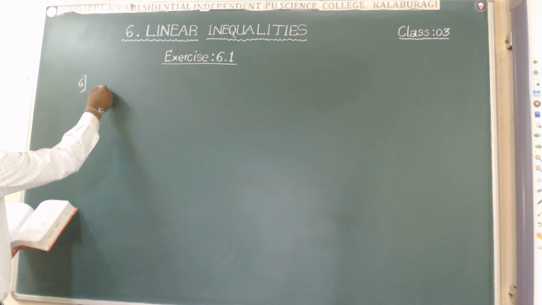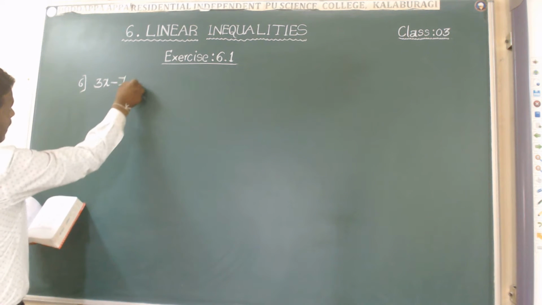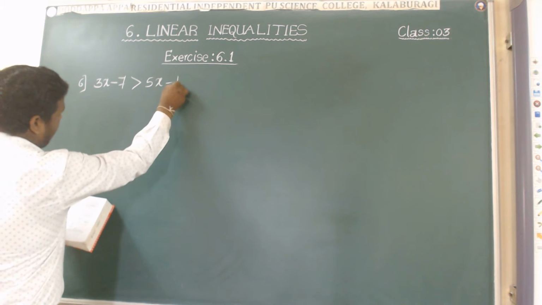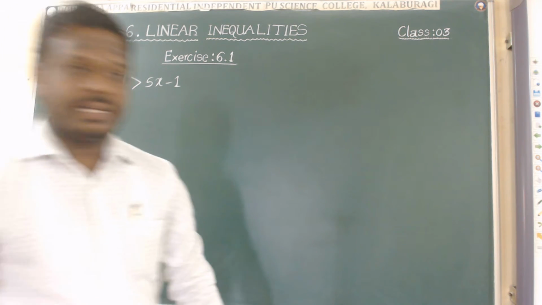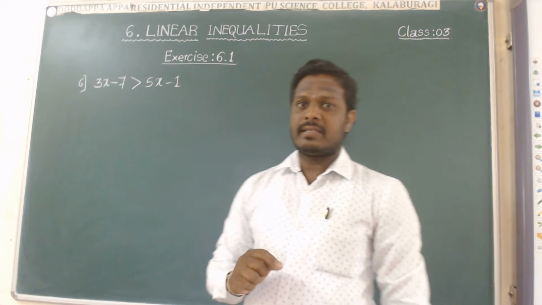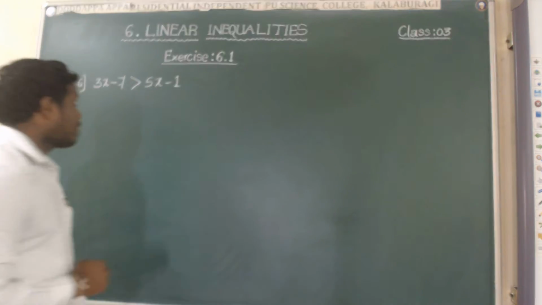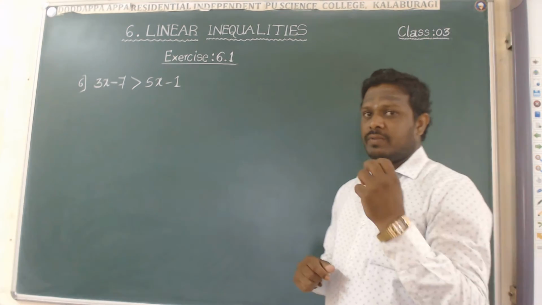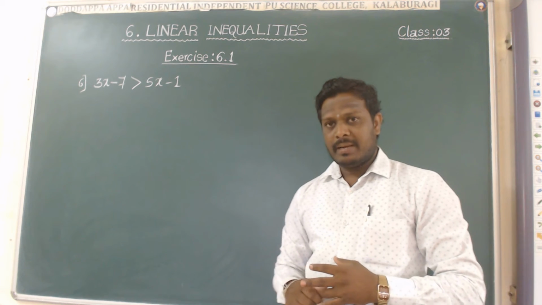The given statement is in this form: 3x minus 7 is greater than 5x minus 1. Here x is a real number. We have to write the solutions of x by using intervals. Okay, let me explain it. In the given statement, on both sides there are two terms, one with a variable and one constant, on the LHS side as well as the RHS side.